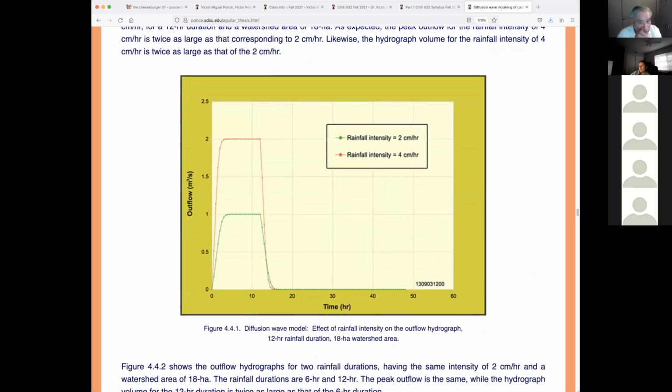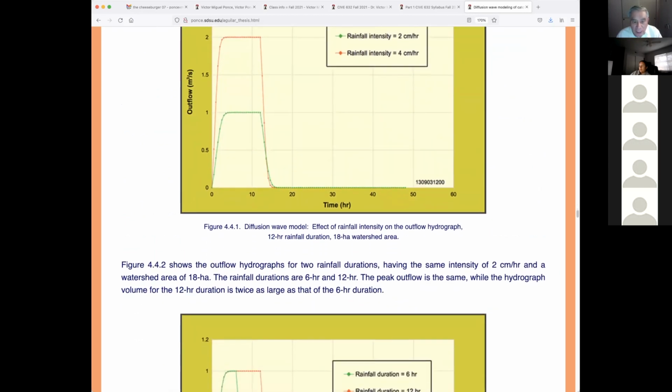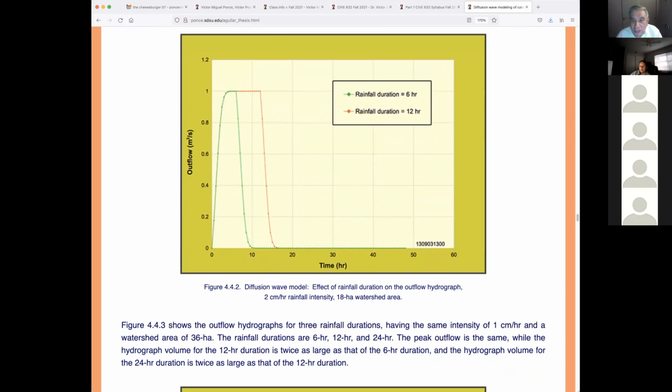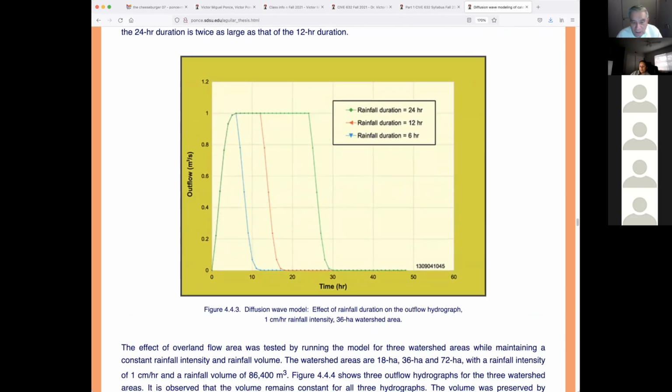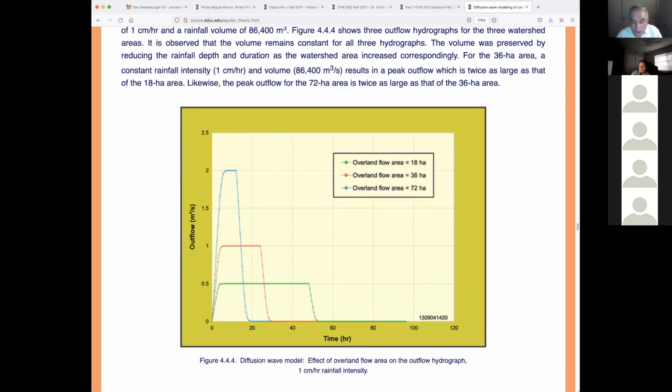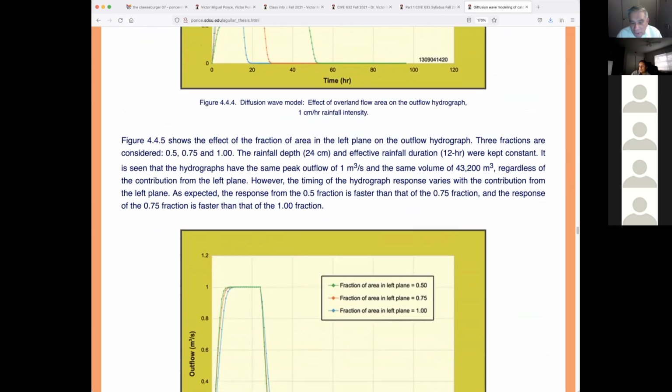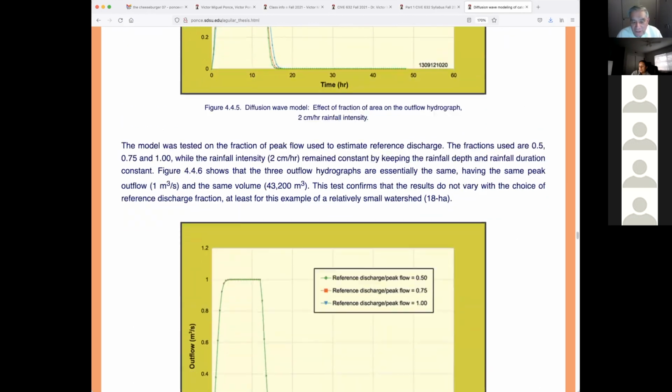Then we test other things. Rainfall intensity, it is responsive. It has to be, because the peak is IA, intensity times area. If the rainfall intensity for the same area goes to 4 centimeters per hour, it has to double, and it doubled, as you can see. We needed to test the mechanical behavior of the method, and we did that. Rainfall duration 6 hours and 12 hours, it worked. Diffusion wave model, it worked also. Changing the areas, it worked. Everything worked beautifully. So we ran this hundreds of times.